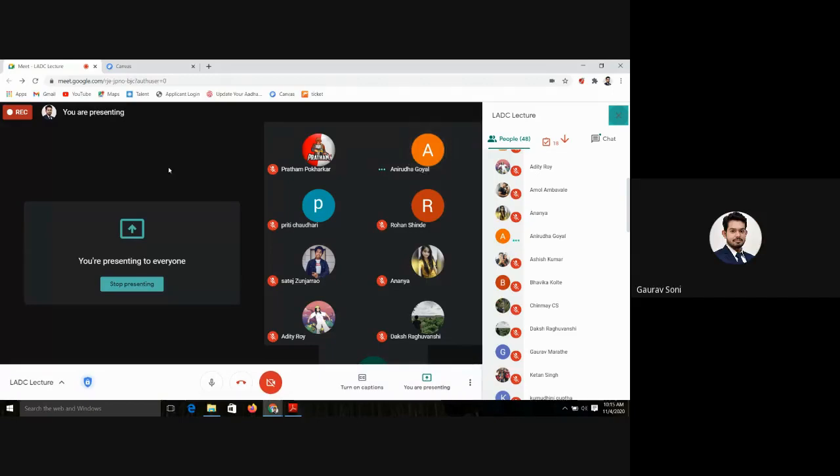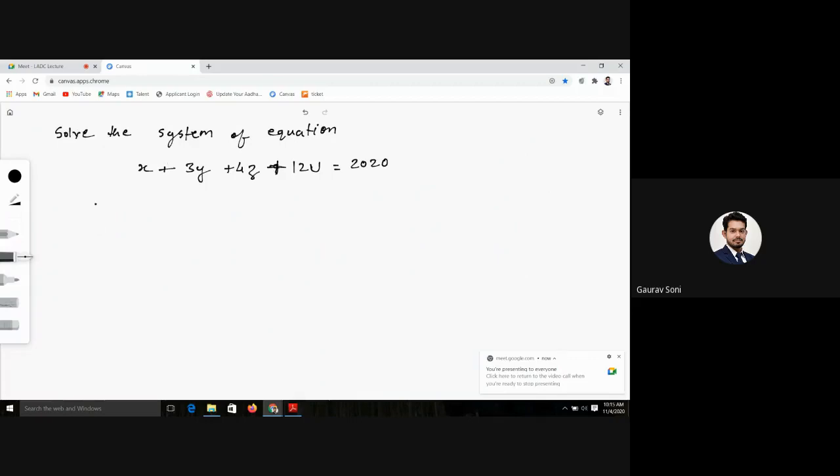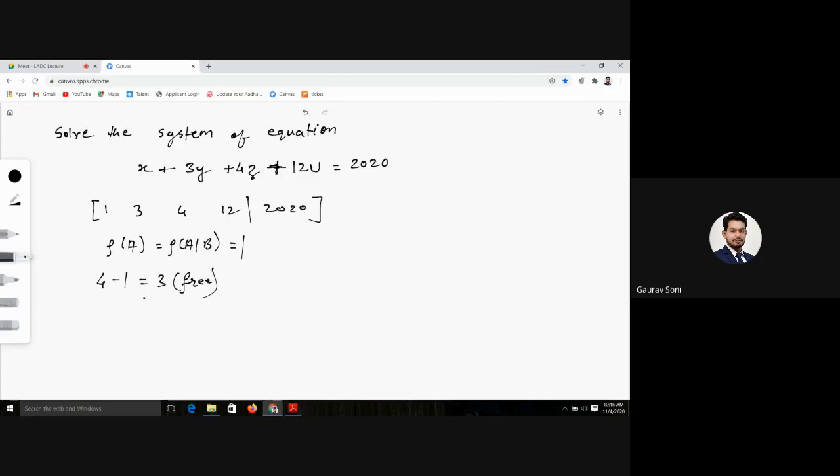Yes, very good. So what we will do here is, the augmented matrix is simply 1, 3, 4, 12, and on the right hand side it is 20, 20. So the rank of A is equal to the rank of the augmented matrix, which is equal to 1. So 4 variables minus 1, 3 variables are free. So you put y as T1, z as T2, and u as T3. So x you will get as 2020 minus 3 T1 minus 4 T2 minus 12 T3. So you have infinitely many solutions, and this is it.